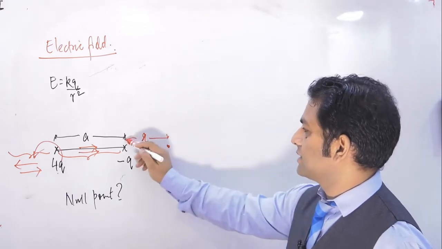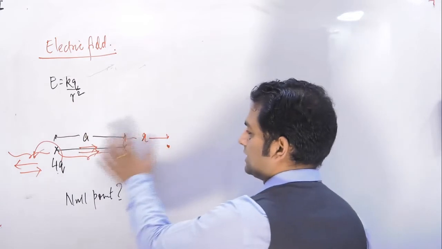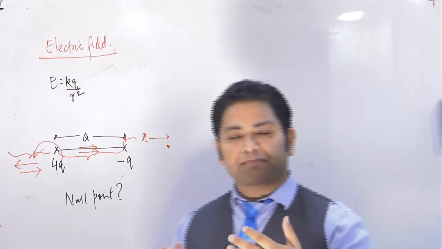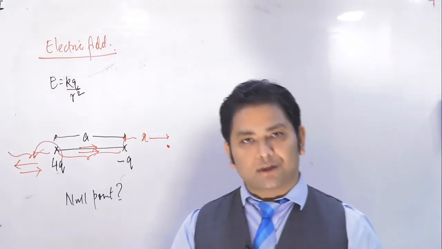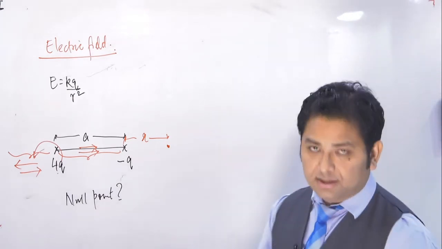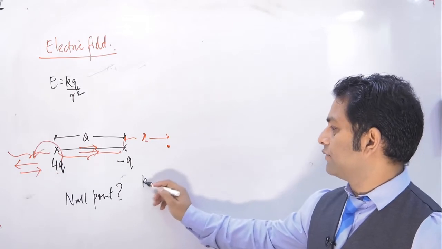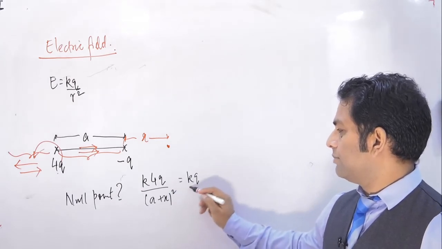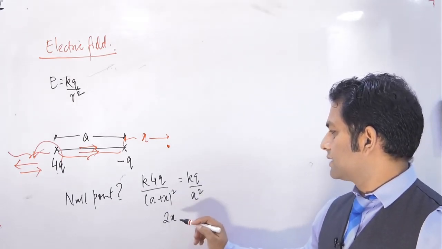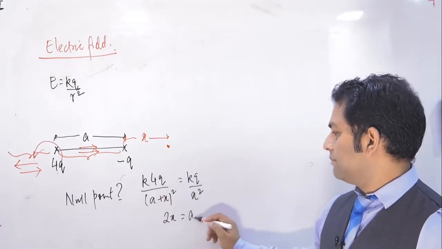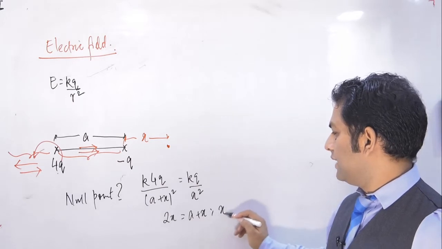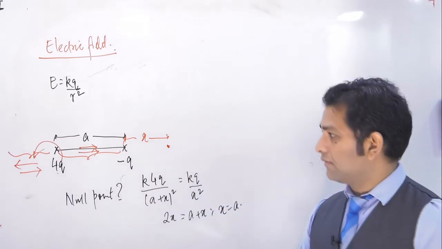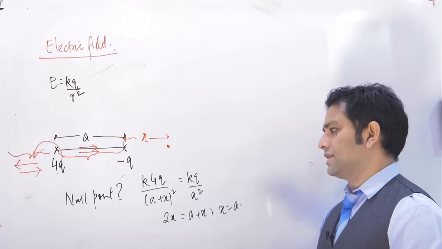Let's say this distance to be x. That is a plus x from 4q and x from minus q, so that the direction is opposite and the magnitude would also be equal, because that's closer to the smaller charge. So now the calculation of null point will be k4q divided by a plus x whole square equals kq by x square. So 2x is a plus x, so I get the value of x as a. So the null point will be a from minus q. That's how it comes.